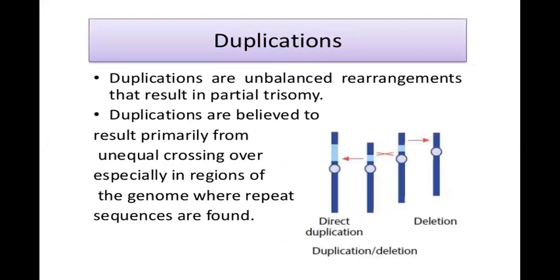Duplication. Duplications are unbalanced rearrangements that result in partial trisomy. Duplications are believed to result primarily from unequal crossing over, especially in the regions of the genome where repeat sequences are formed. Direct duplication means this is going to get duplicated, double, and then there are deletions present as well. These are only going to be deletions, which is going to be lost. So duplication is an unbalanced rearrangement that results in partial trisomy. Okay.